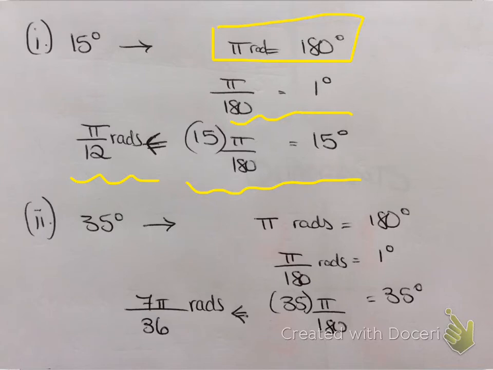Part 2, 35 degrees. Again, your starting point. You need to know what 1 degree is first, so divide both sides by 180. That will give you 1 degree is equivalent to pi over 180 radians. Now you want to get what 35 degrees would be equivalent to. Multiply both sides by 35 and tidy up your fraction. You end up with 7 pi over 36 radians. And again, remember, if the question had asked you to give your answer in decimals, well then just plug 7 pi over 36 into your calculator and it'll give you back the decimal equivalent.